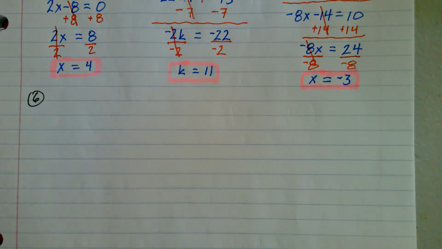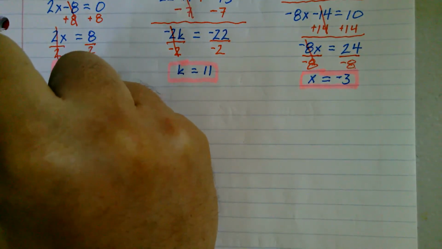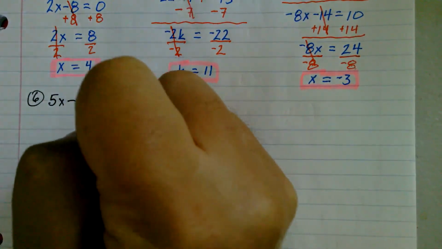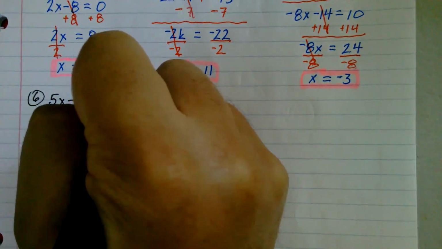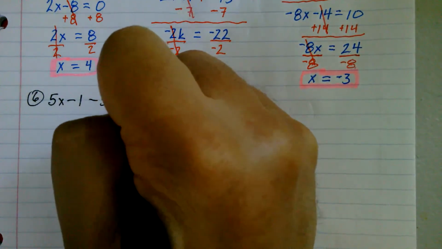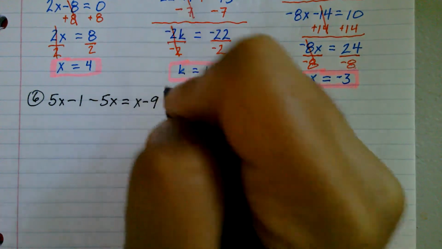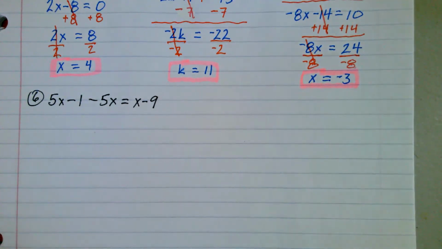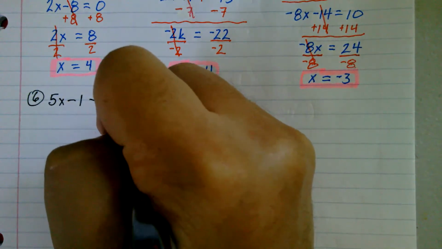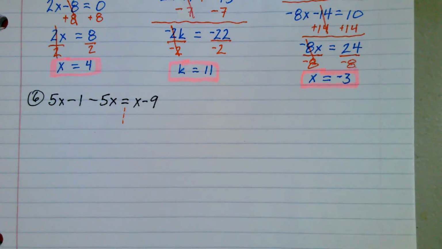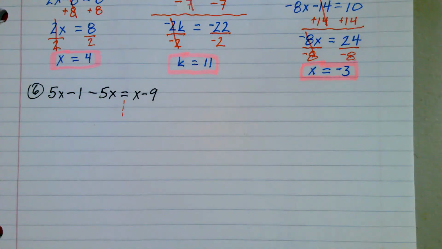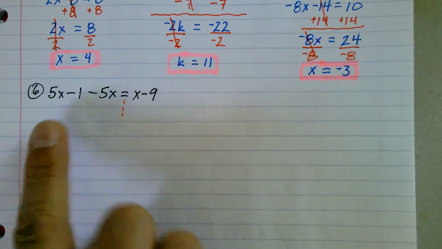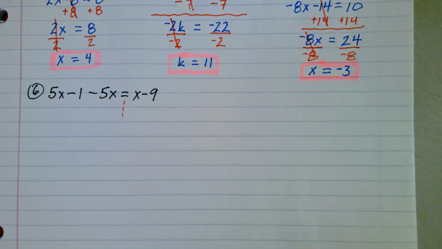So let's see how you guys take this one. 5x take away 1 minus 5x equals x minus 9. Okay. So let's see what happens here. This one's a little tricky. Write that down. Think about what we have to do first. Look at your left side, look at the right side. What do you notice or wonder?